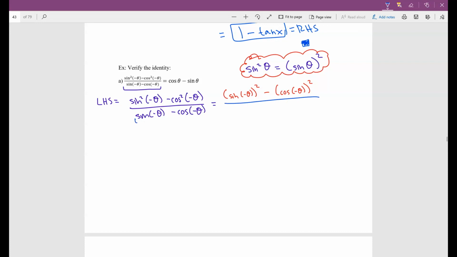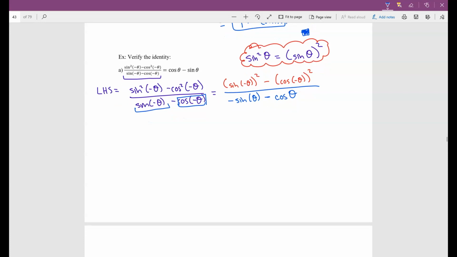On the bottom part, we can use an even and odd identity. So we know that this guy is going to be equal to negative sine of theta. And then this guy, we have a minus on the outside, and then this guy is just going to be cosine of theta. All right, so now on the top part, we can use the even and odd identities again. This guy is going to be negative sine of theta, and there's a square there. And this guy right here is going to be positive cosine of theta, and we know that there's a square there.